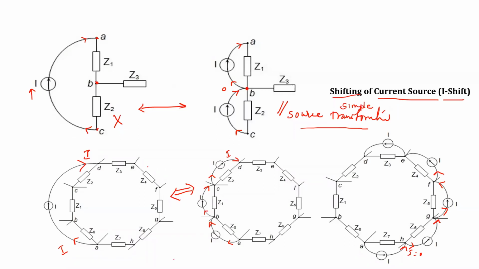So that all these 3 circuits are one and the same. Have you understood the meaning of shifting of current source? Good. We do see the next source shifting concept, that is shifting the voltage source. In short, it is called as V shift.